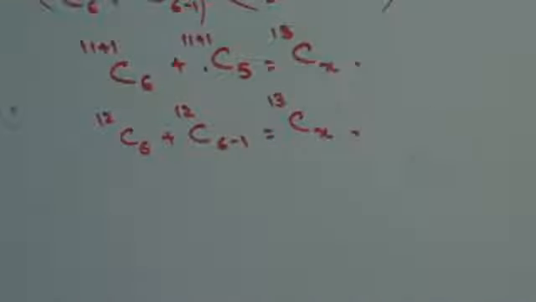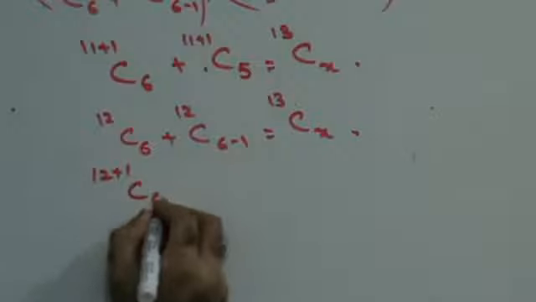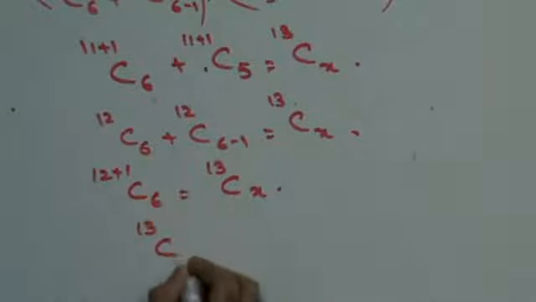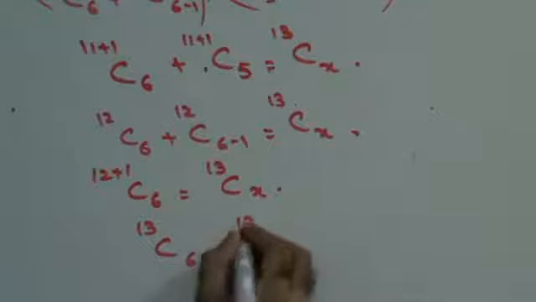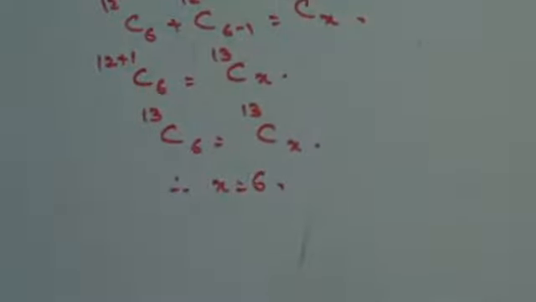Again, this is in the formula nCr plus nC(r minus 1). So this will be (n plus 1)Cr is 13Cx. 13C6 is 13Cx. Therefore, x is equal to 6. Right? Let's see another sum, guys.